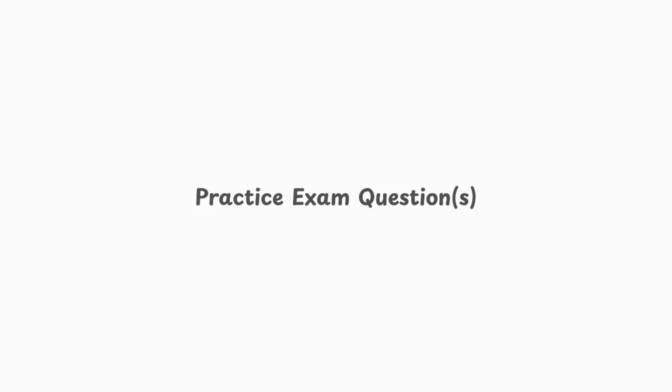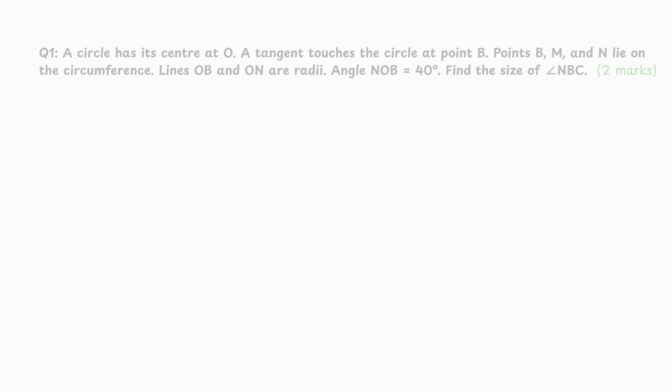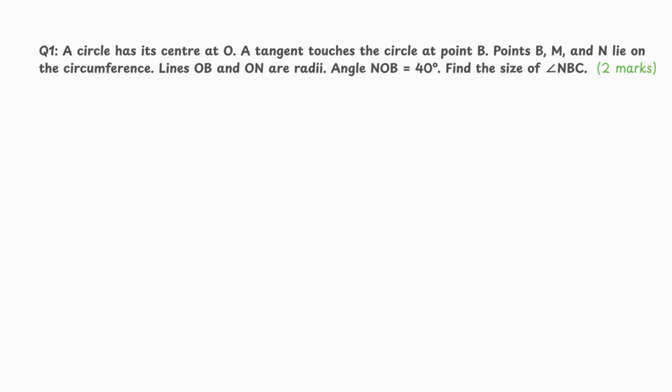Now, let's dive into some exam-style practice questions. You can pause the video and try yourself. Question 1. A circle has its center at O. A tangent touches the circle at point B. Points B, M, and N lie on the circumference. Lines OB and ON are radii. Angle NOB is 40 degrees. Find the size of angle NBC.